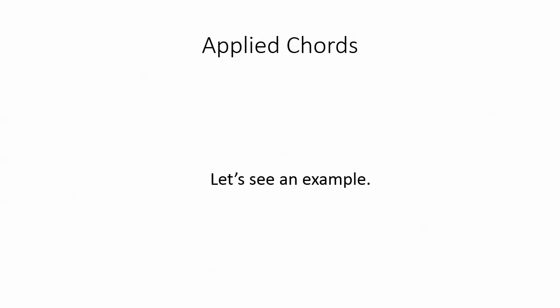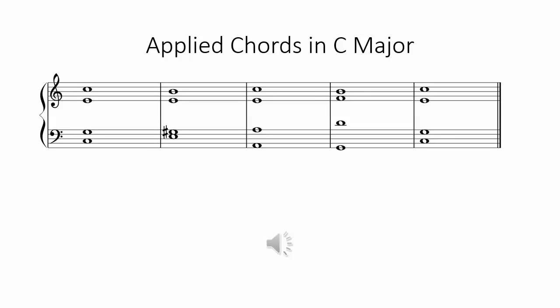Now let's see an example. Here we have an example in the key of C major. We have one chromatically altered pitch in the second measure, which creates a new major triad, E major. We know that a triad built on E in the key of C is normally minor. Therefore, E major does not belong.